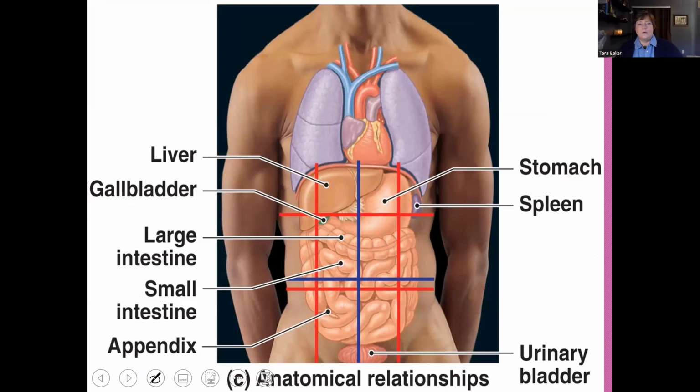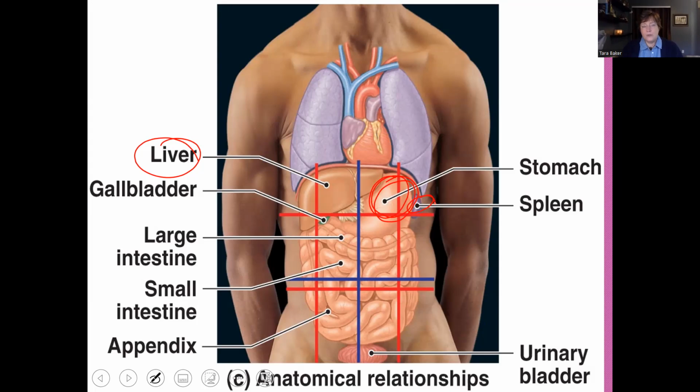The liver is going to be primarily in the right upper quadrant, and the stomach is primarily in the left upper quadrant. The spleen is in that left upper quadrant as well, but it's all the way over there in the left hypochondriac region.